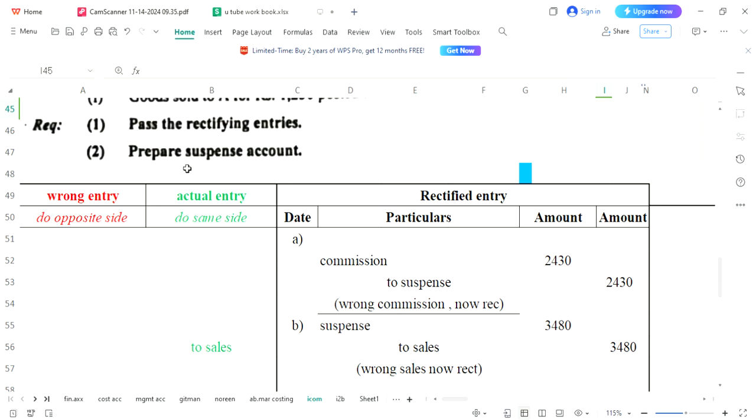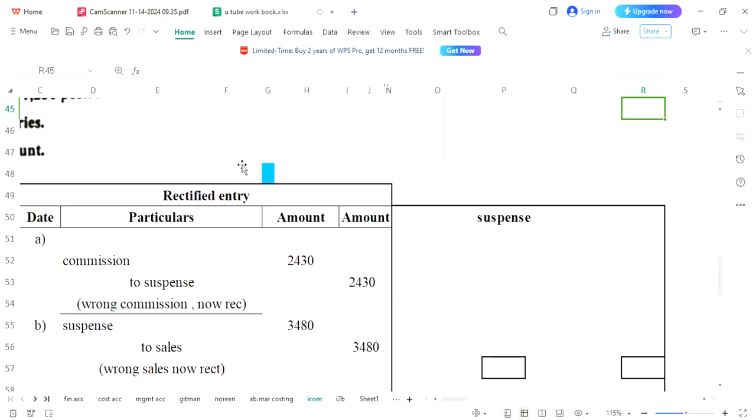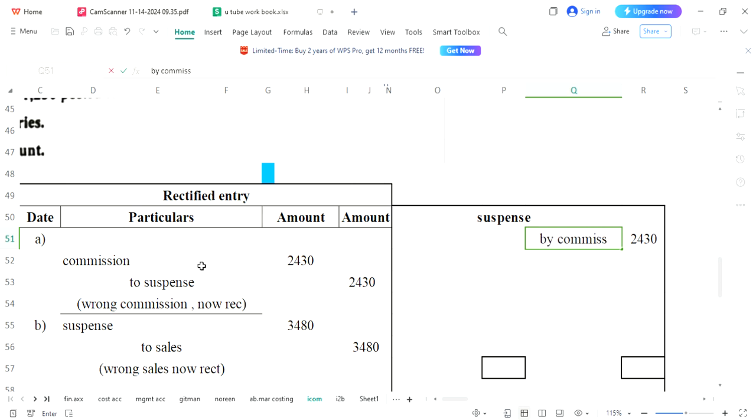Second requirement is prepare suspense account. So in previous question we have already made suspense account, and we are now going to post it. First entry, suspense is credit. So you will choose credit side 2430. And for reference, what is written to the opposite side? Commission. So by commission, you will write the reference.